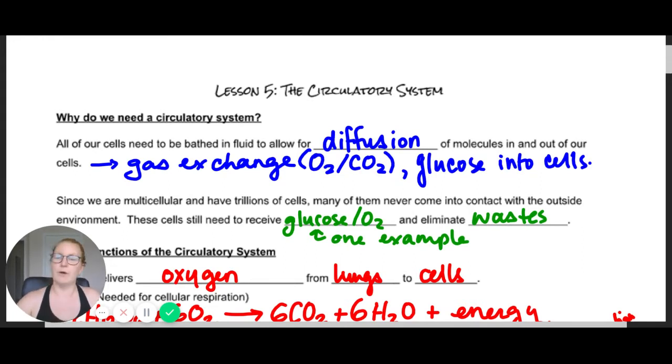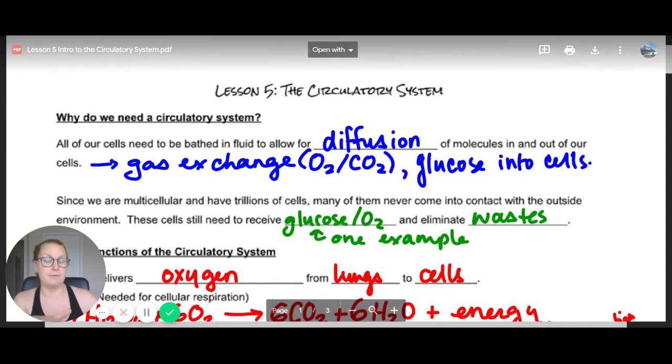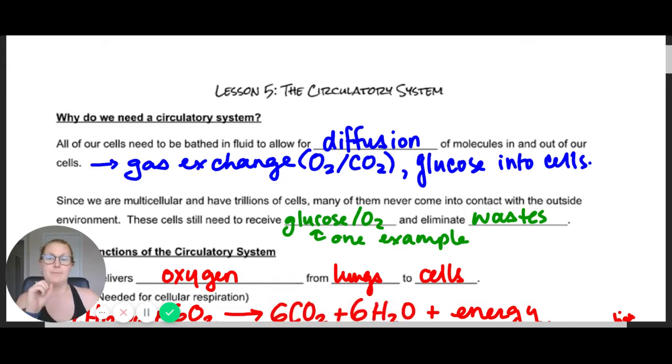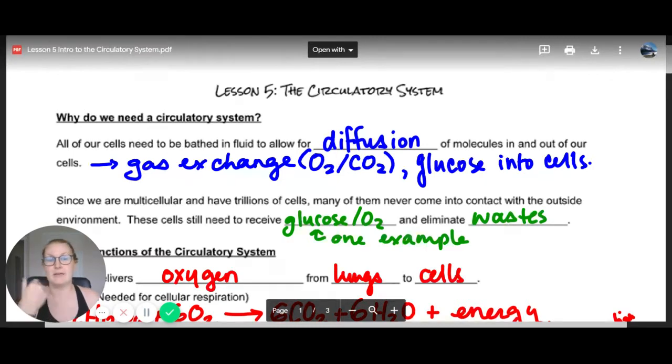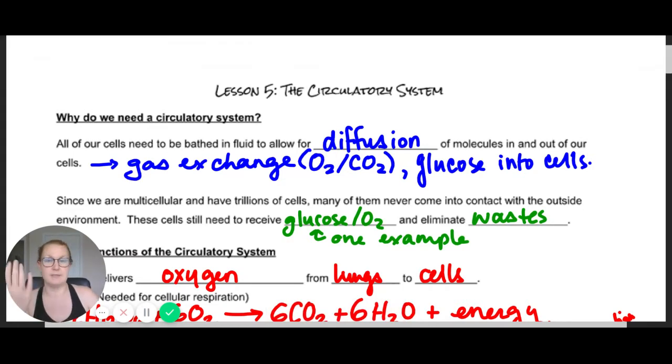So my question here is, why do we need a circulatory system? All of our cells have to be bathed in fluid to allow for diffusion to happen. So even diffusion of gases, they are dissolved first in the fluid surrounding our cells, and then they're able to move in or out of the cells. Diffusion, we talked a little bit in lesson 4 about it, so you can go back and review that. That's things moving from high to low concentration. Also, to get glucose into cells, it needs to be dissolved in fluid in order to do that.